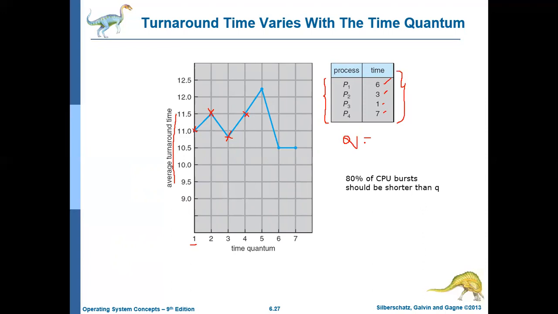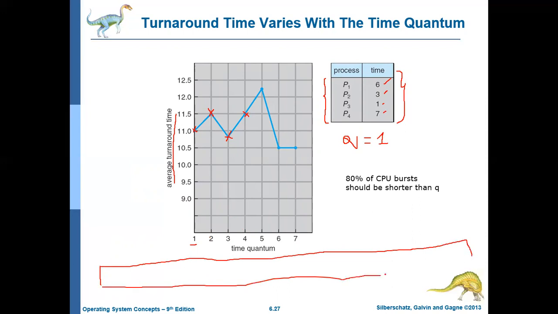Let us assume for one case, let us discuss. Let us assume the value of q is 1. That is, the CPU is going to context switch after every 1 millisecond. So if you draw a Gantt chart for this, it is going to be a little big, but let us try to draw that.